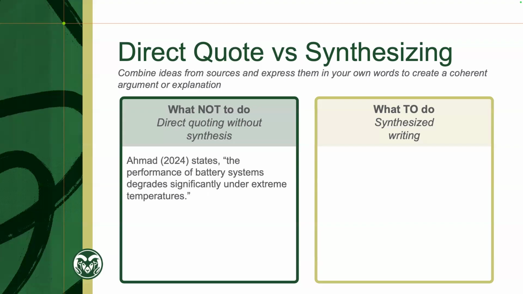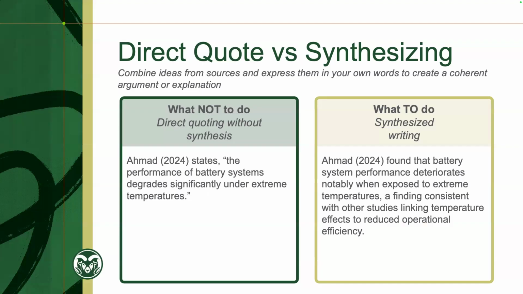A better way to approach this would be to synthesize the writing. You could say, Ahmed 2024 found that battery system performance deteriorates notably when exposed to extreme temperatures, a finding consistent with other studies linking temperature effects to reduced operational efficiency. Now you're telling the reader that you're giving this reference to help them make the connection that temperature has an effect on battery efficiency, and that is the reference that supports that claim.